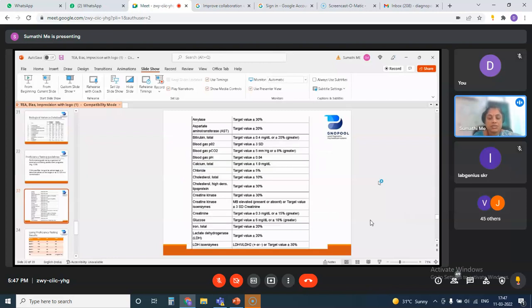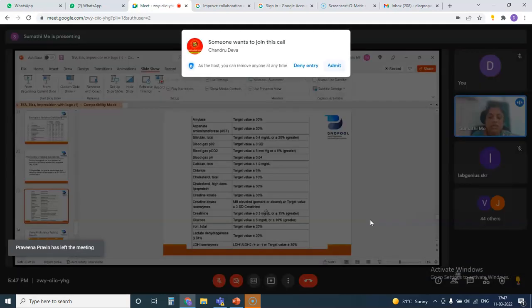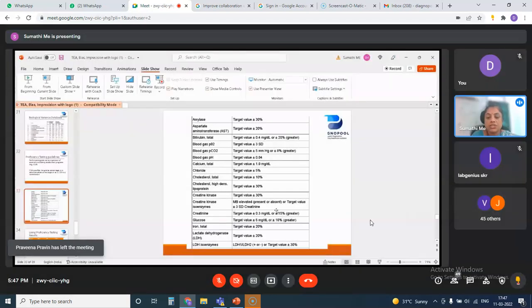So this shows some of the assays from the CLIA guidelines. You can see for amylase and aspartate aminotransferase, we have it in percentage. Whereas for creatinine, it defines in terms of absolute numbers, target value plus or minus 0.3 milligram variation is allowed, and it also has a percentage, whichever is greater you can take. And for creatine kinase isoenzymes, it gives in terms of SD, plus or minus 3 SD. So depending on that, you can adopt and calculate the total error.